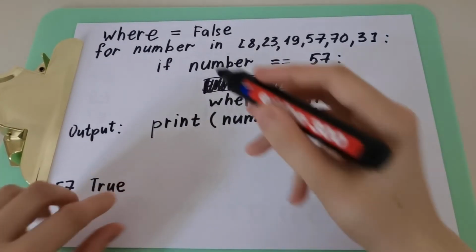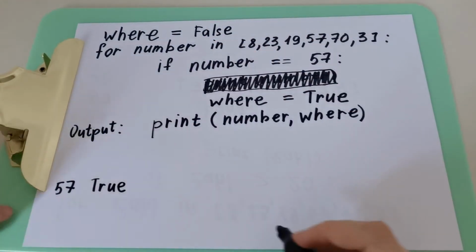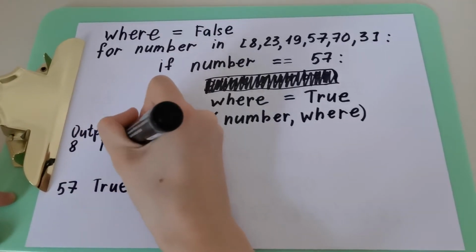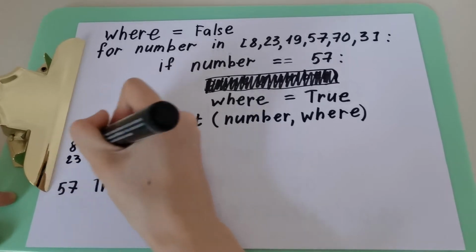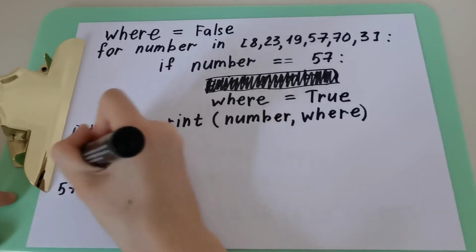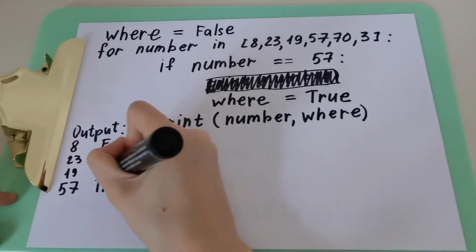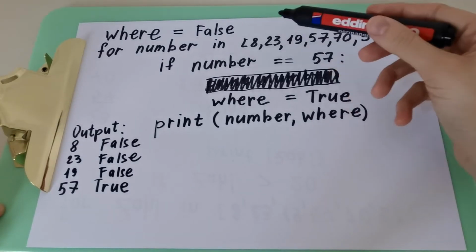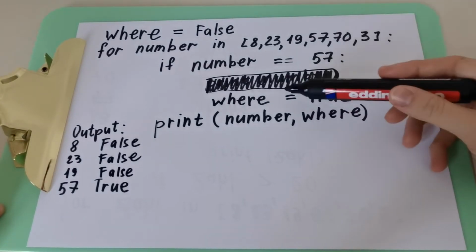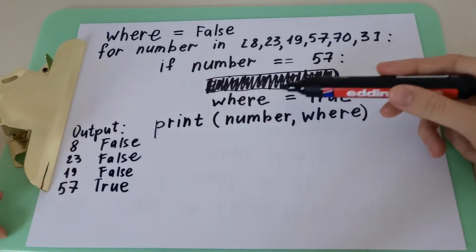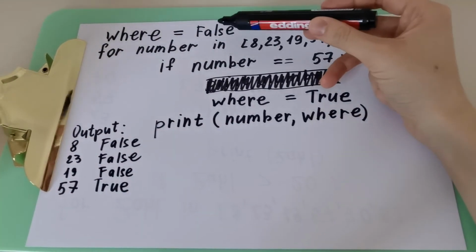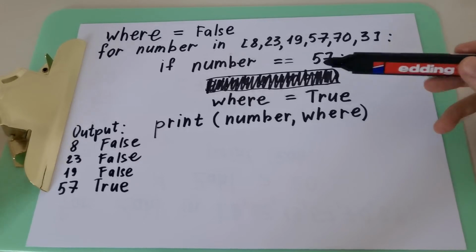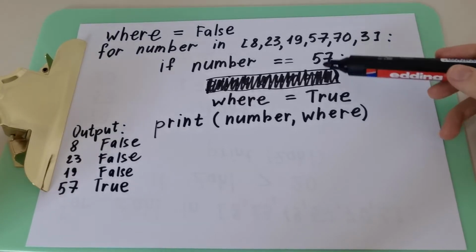So if we write the print line at the same level as if, our output is 8 False, 23 False, 19 False, because Python checks every number. 8 False, 23 False, 19 False, and 57 True. Here our variable where changes. It was False before and now it's True. It can have only two values, False or True. It's a Boolean value. So now 57 is True and it continues.